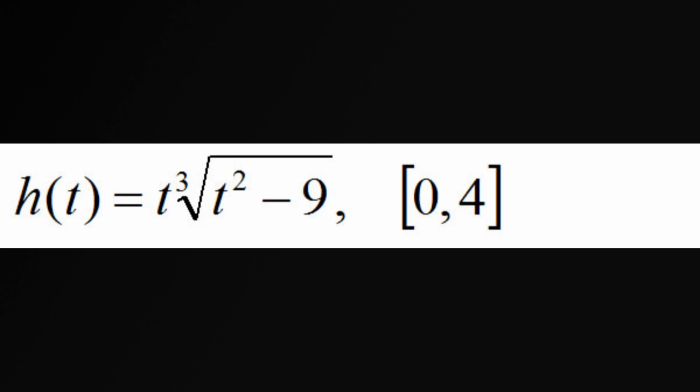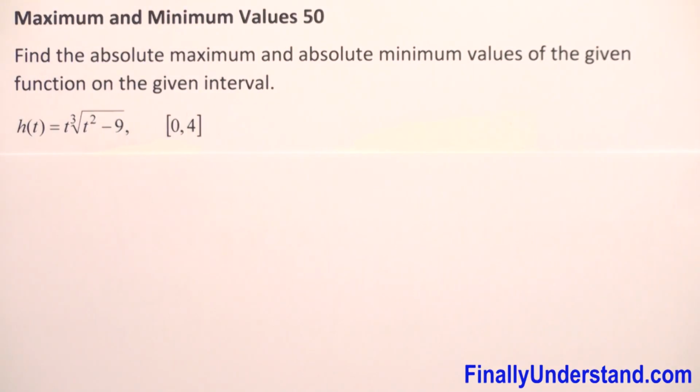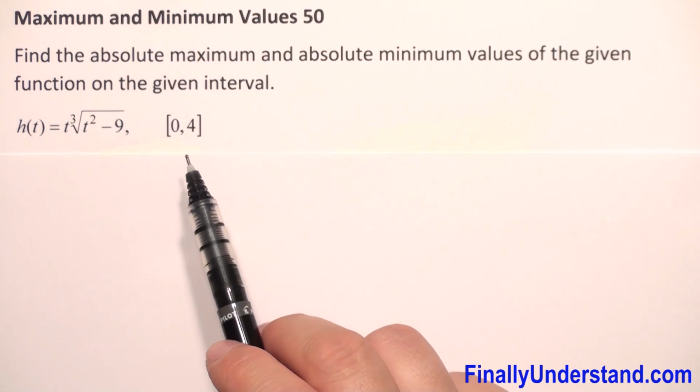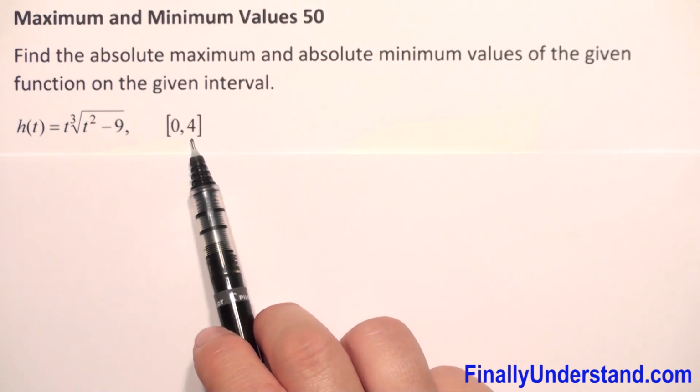We have a given continuous function on the closed interval from 0 to 4. To find the absolute maximum and absolute minimum, we need to find the critical numbers. And when we have the critical numbers, we have to find the value of our function for these critical numbers and the value at our endpoints.